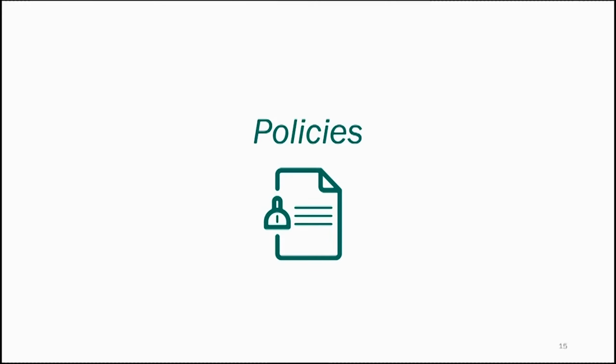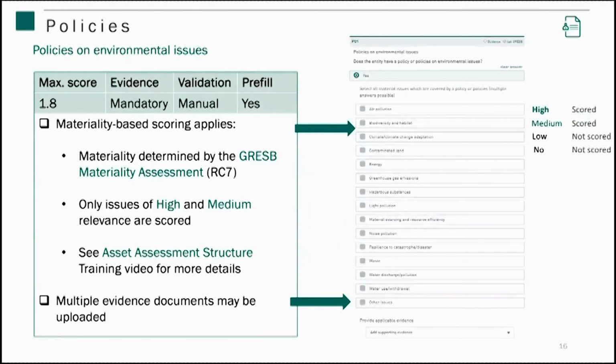The second aspect of the management component is policies. This aspect evaluates the steps undertaken to stay abreast of material ESG-related risks. There are 3 indicators in this aspect, all very similar. The first covers environmental policies.